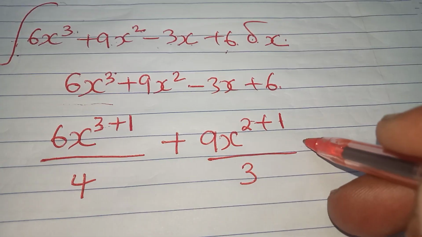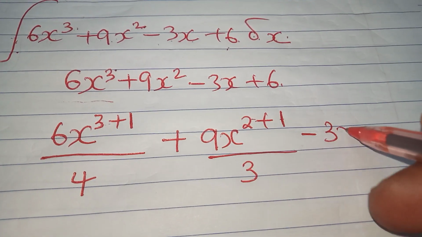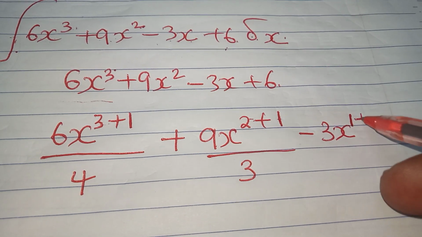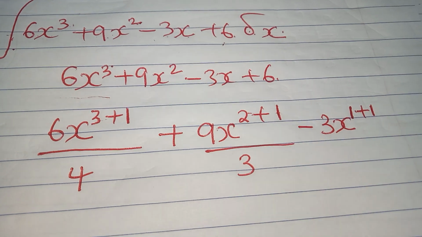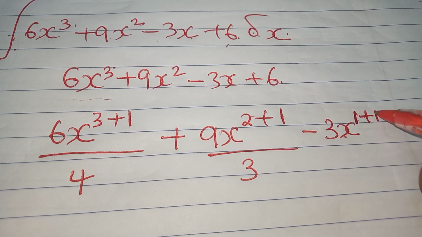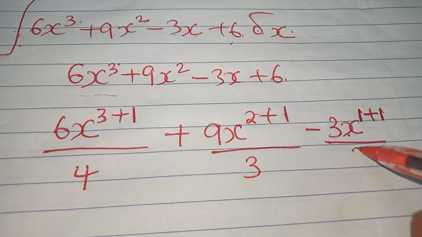Then I'll again say less 3x. This is the same as x raised to 1. So I'm saying plus 1. x is just the same as x raised to 1. So I'm supposed to increase that power by 1, then I divide by 2.